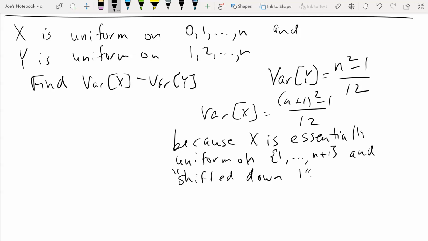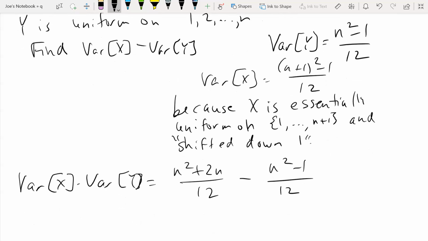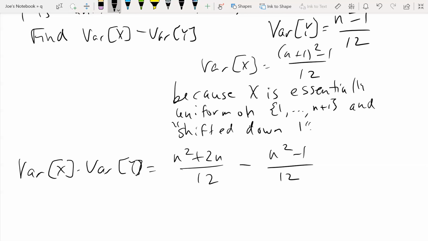Because remember that constant on the inside in the variance will end up getting squared when we do expected value of x squared. We had problems like that before. So now we can answer the question. This is just going to be, so variance of x minus variance of y will just be the difference of these two things. Which gives us what? 2n plus 1 over 12?